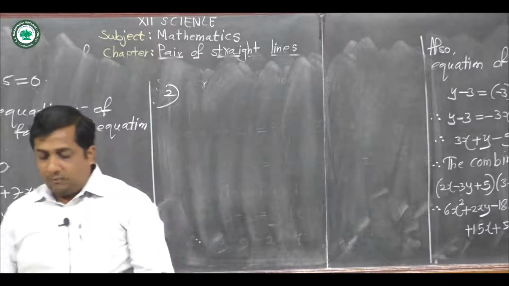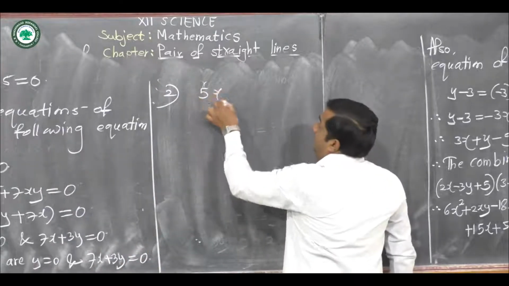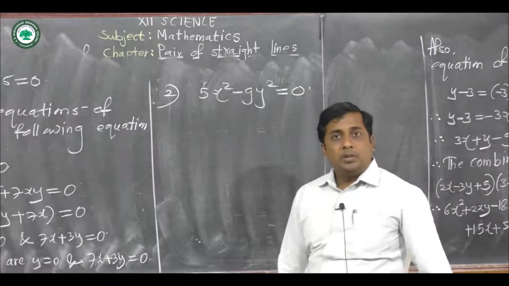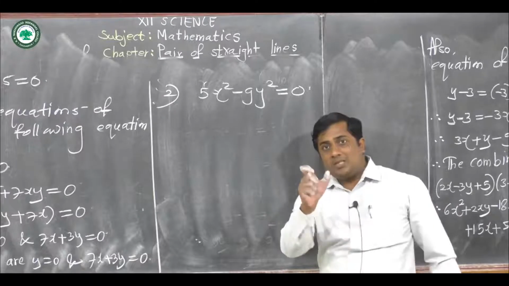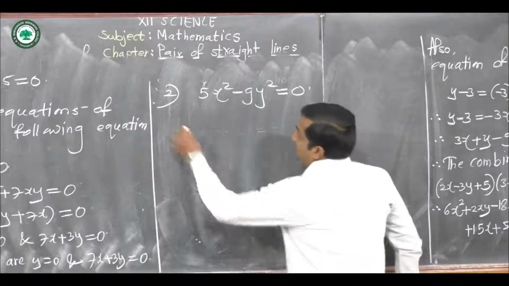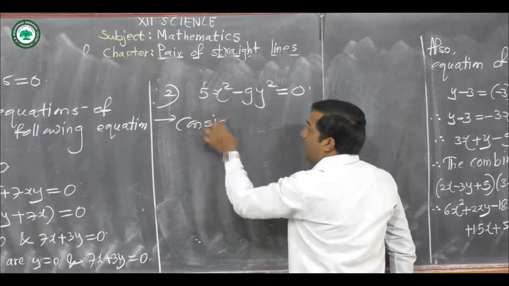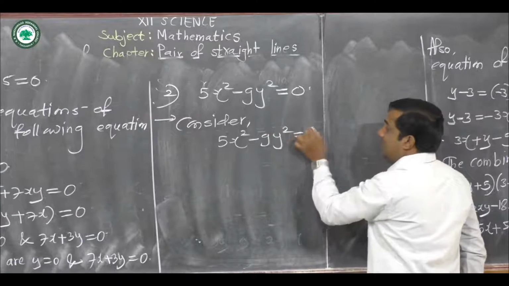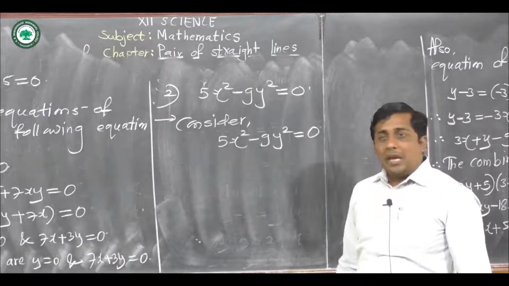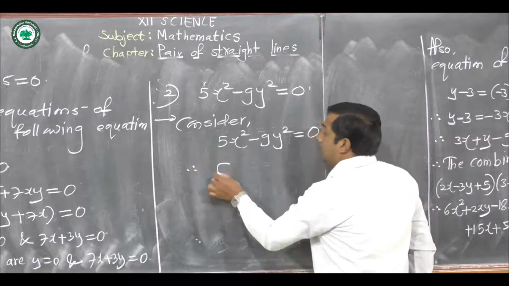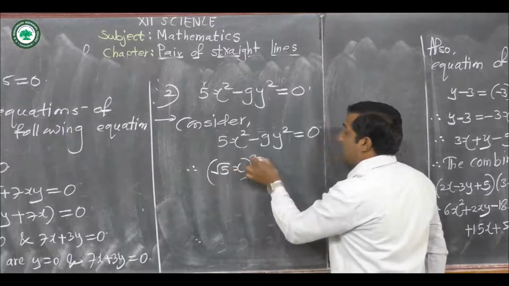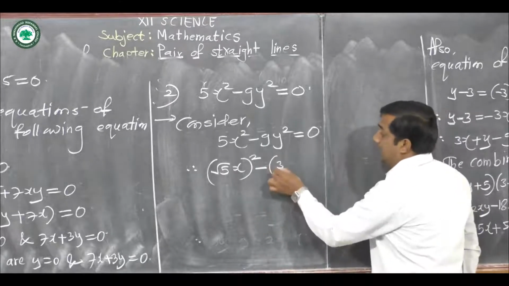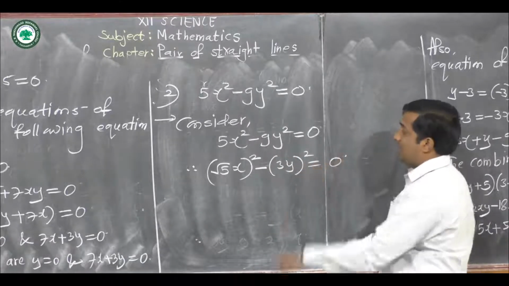Here in the second, given 5x square minus 9y square is equal to 0. We have to find separate equations, that is u is equal to 0 and v is equal to 0. Consider the given equation again: 5x square minus 9y square is equal to 0. I write 5x square as root 5 into x, this bracket square, minus 9y square as 3 into y square, is equal to 0.